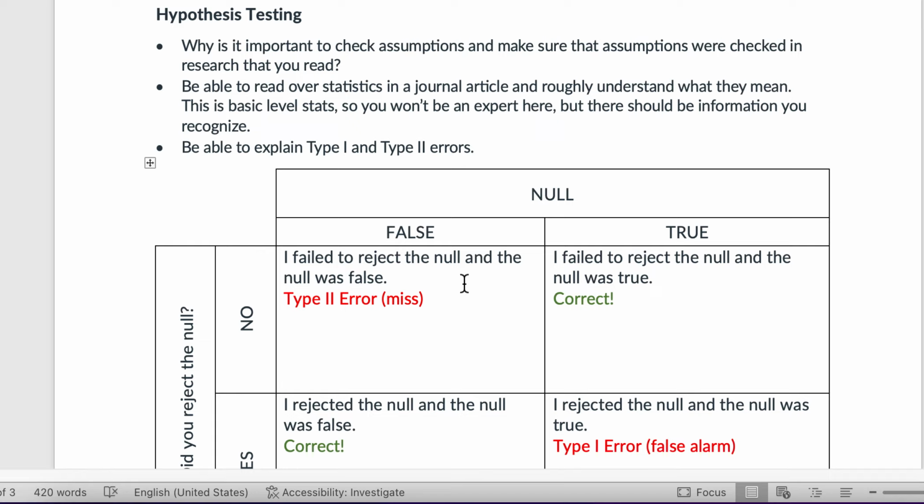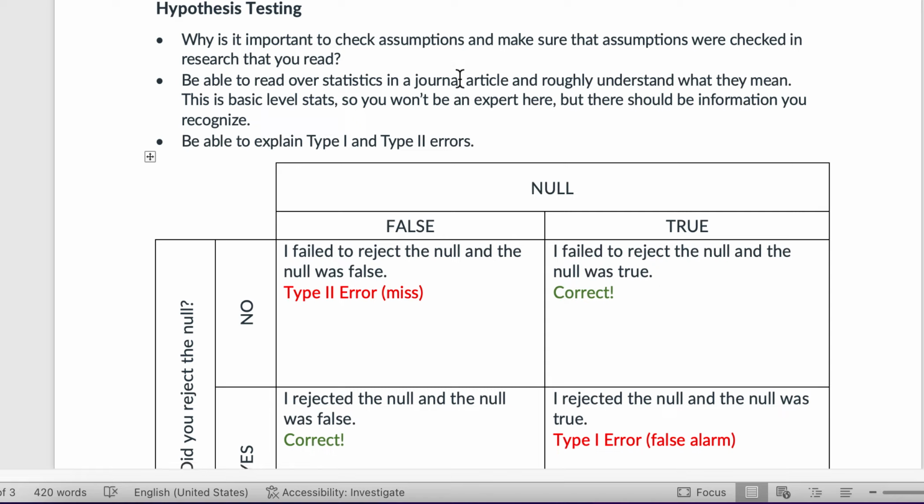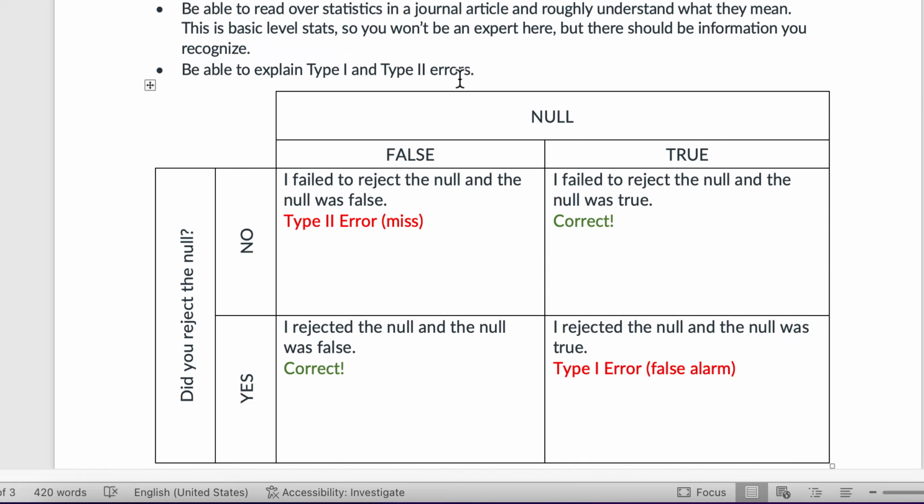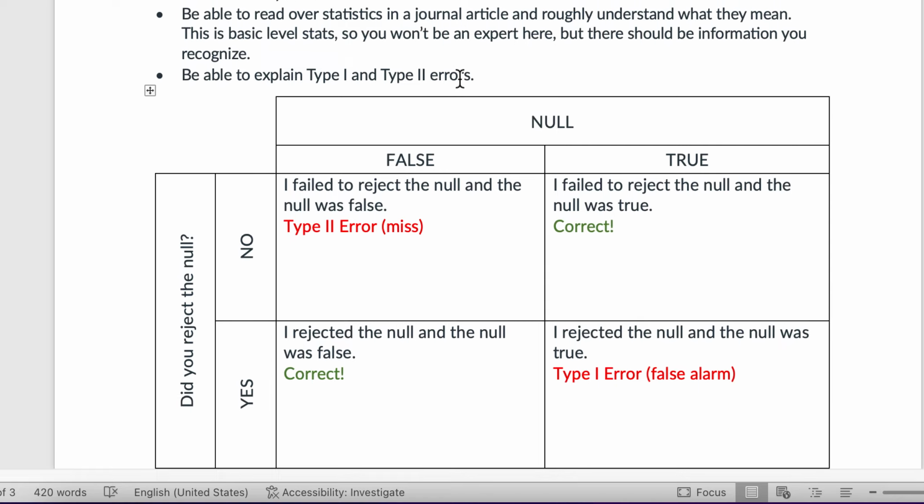So you need to understand why that's important, okay? These tests rely on those assumptions, and if they aren't met, we might have an issue with the test type, right? As I mentioned about reading journal articles, you also need to be able to go into a journal article that you are gathering for some other class and look over the stats and be able to understand a little bit more about what's going on.